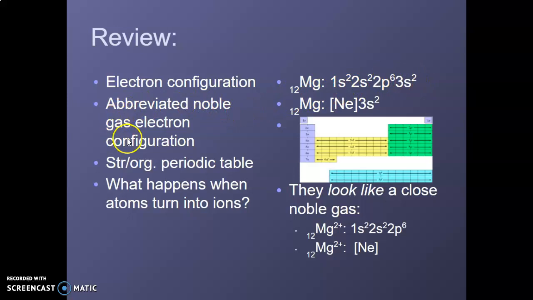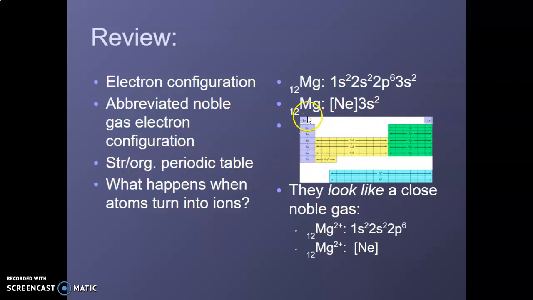Its abbreviated noble gas electron configuration would look like this. We can use bracket neon to mean the first 10 electrons ending in 2p6, and so we can say that it's bracket neon 3s2. We also took a look at the structure and organization of the periodic table.